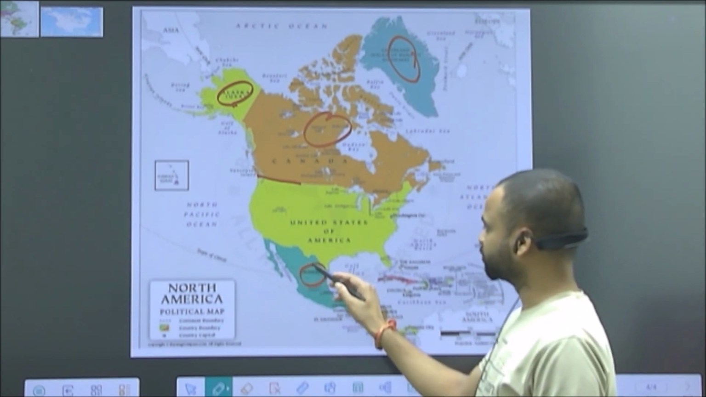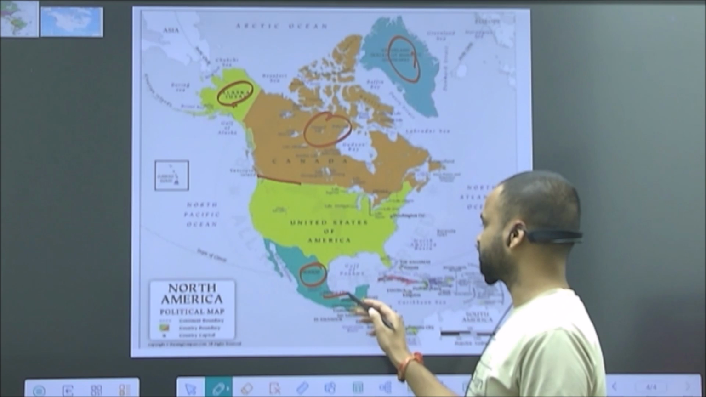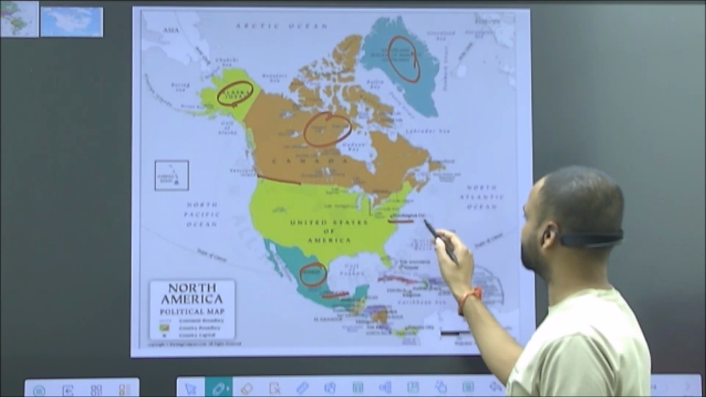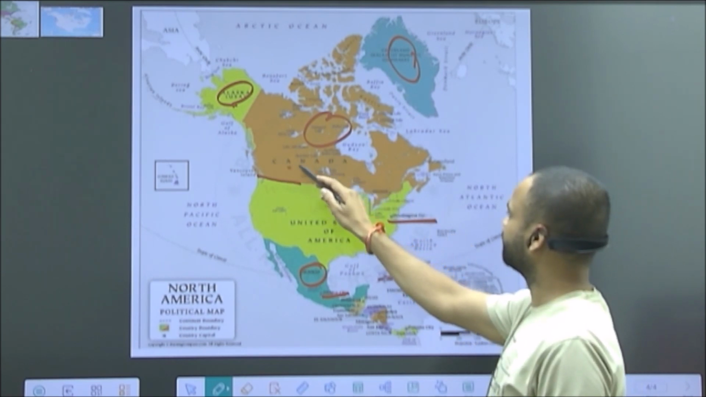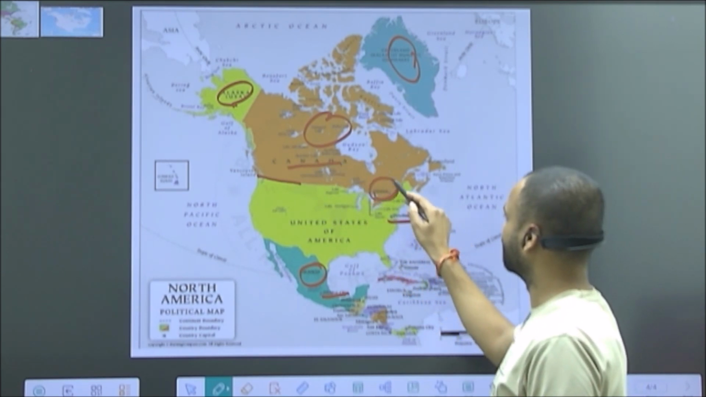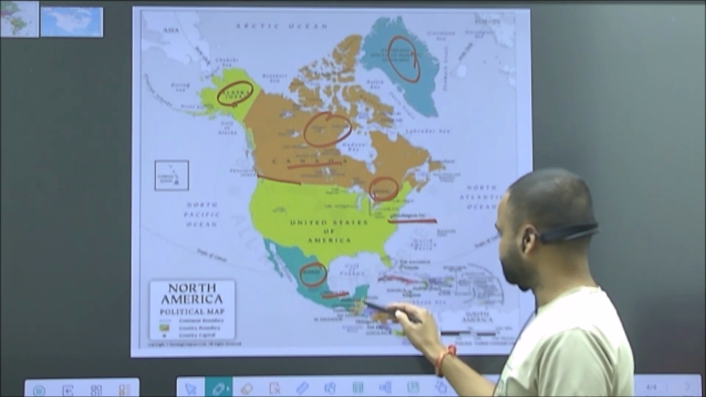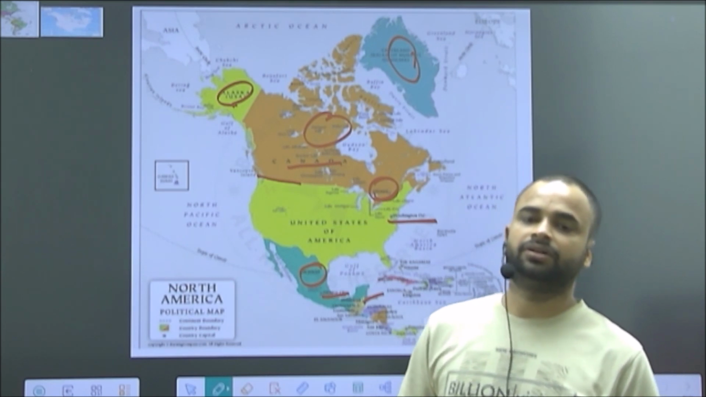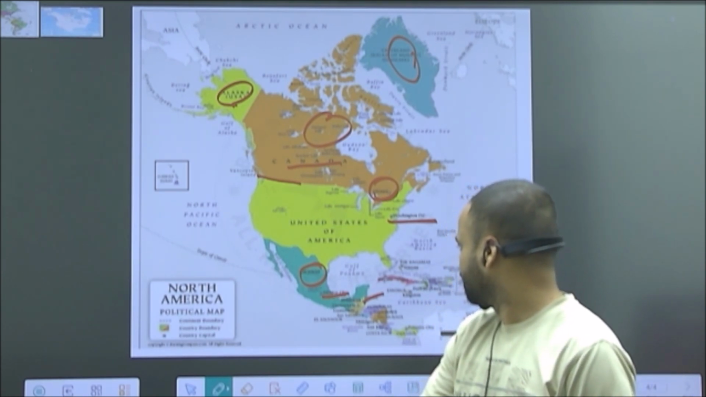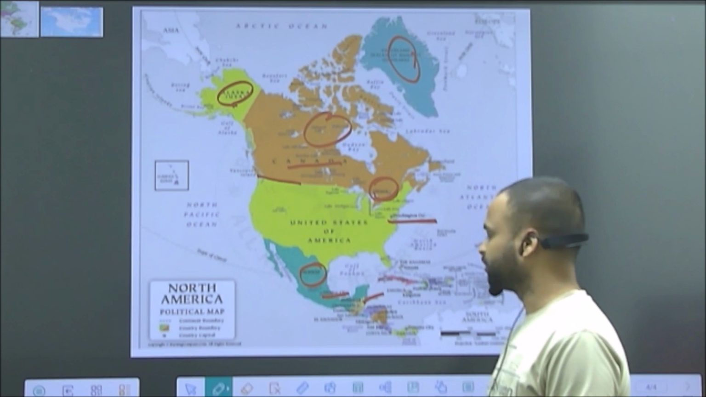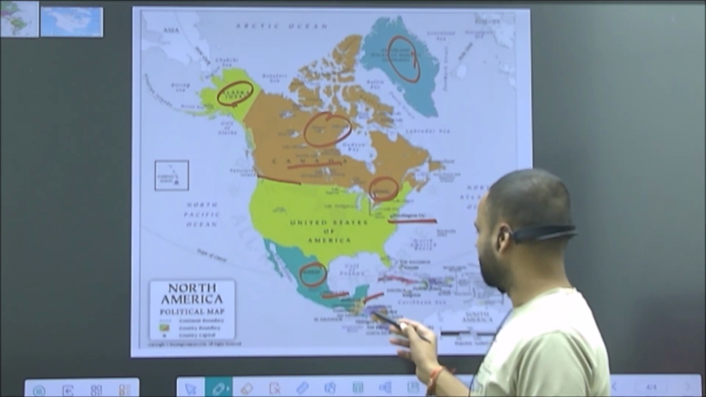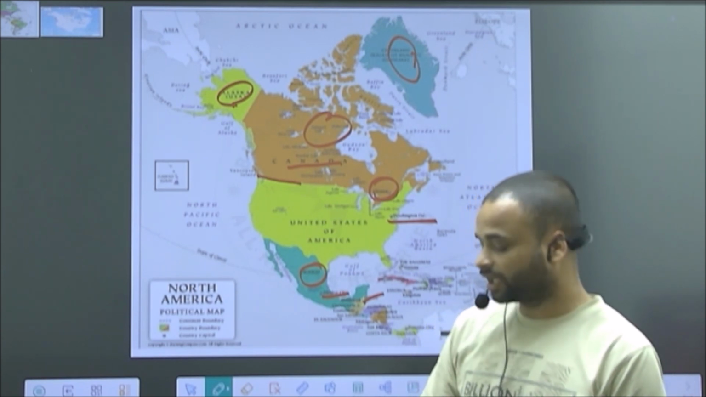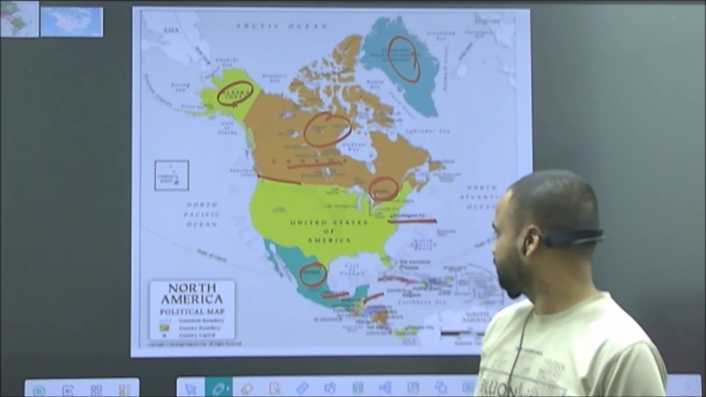Then the green region is called Mexico, and Mexico City is the capital of Mexico. USA capital is Washington DC. Canada capital is Ottawa. Here Belize, Belmopan is the capital of Belize. Guatemala, capital of Guatemala. San Salvador, capital of El Salvador.